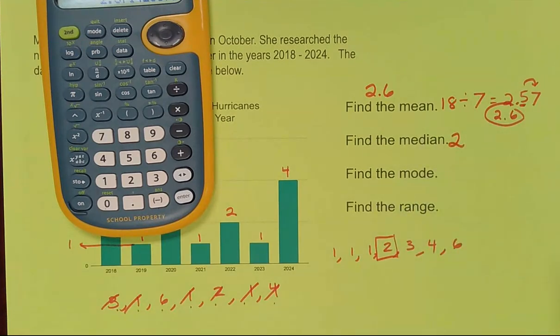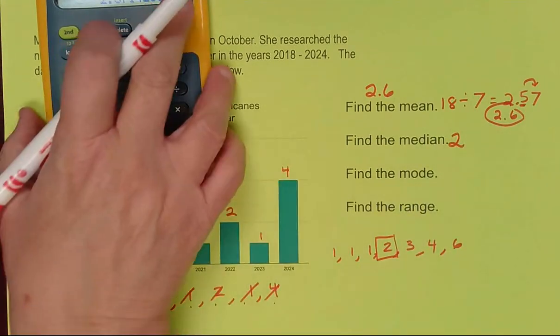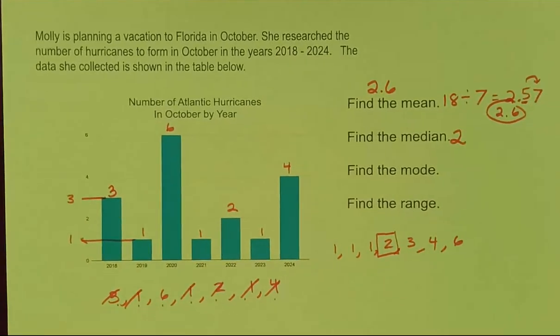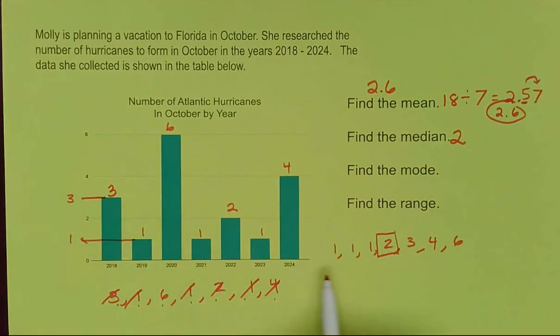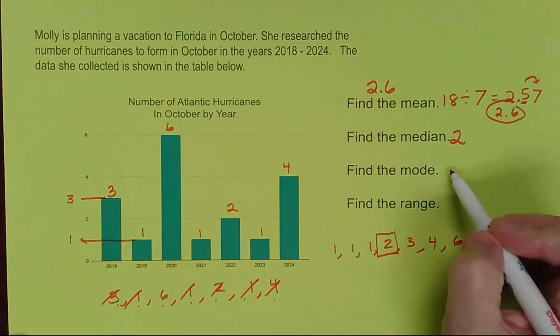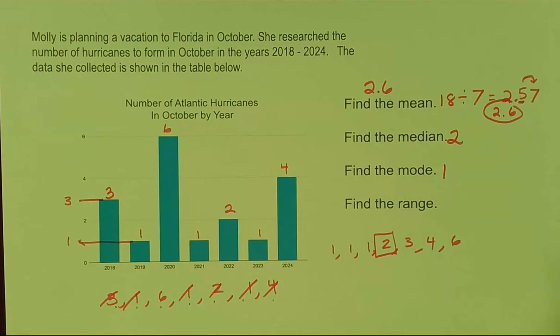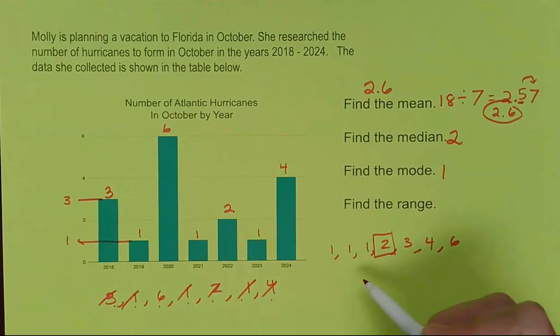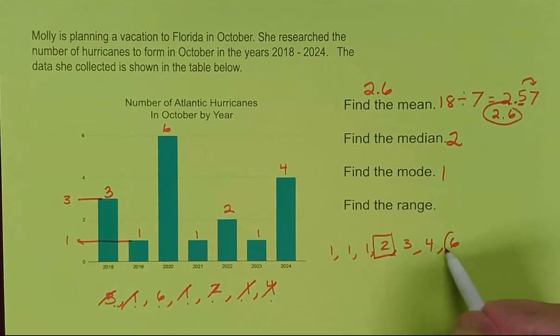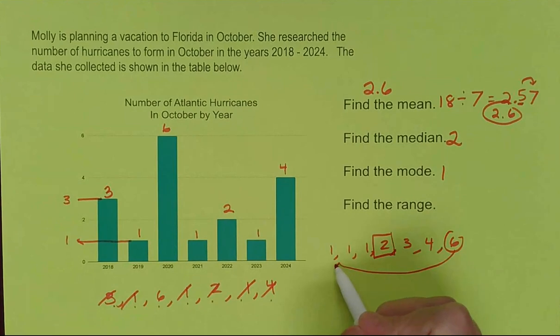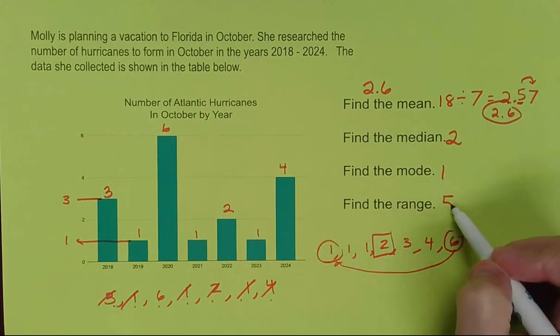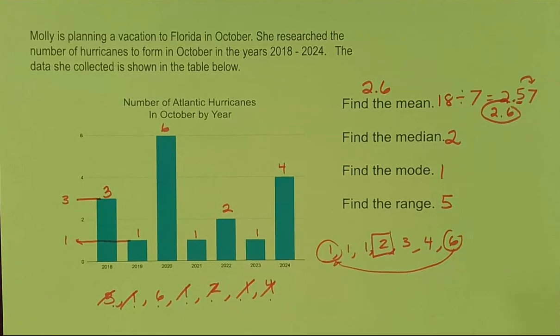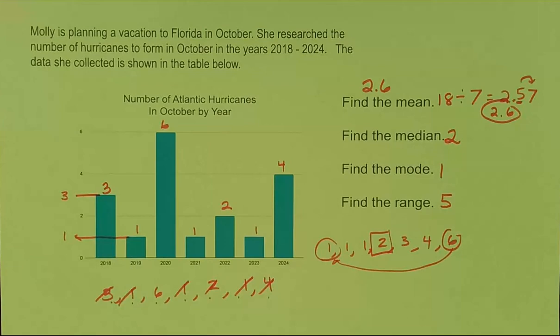My mode, as I mentioned, if you just look at the graph, you might want to pick the number 6. But when I list the data, you can see the mode is 1 because the 1 appears 3 times. On the range, highest minus the lowest, 6 minus 1 is a range of 5. So some years there were a lot of hurricanes, some years there were not very many. But that is the range for the data of the hurricanes.